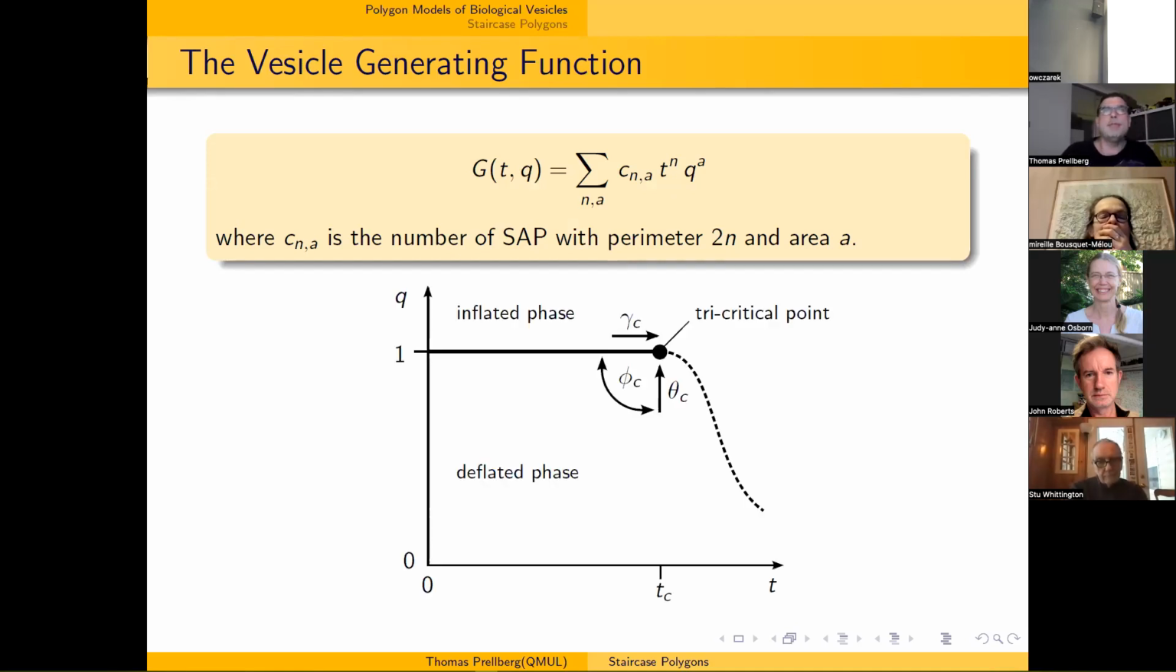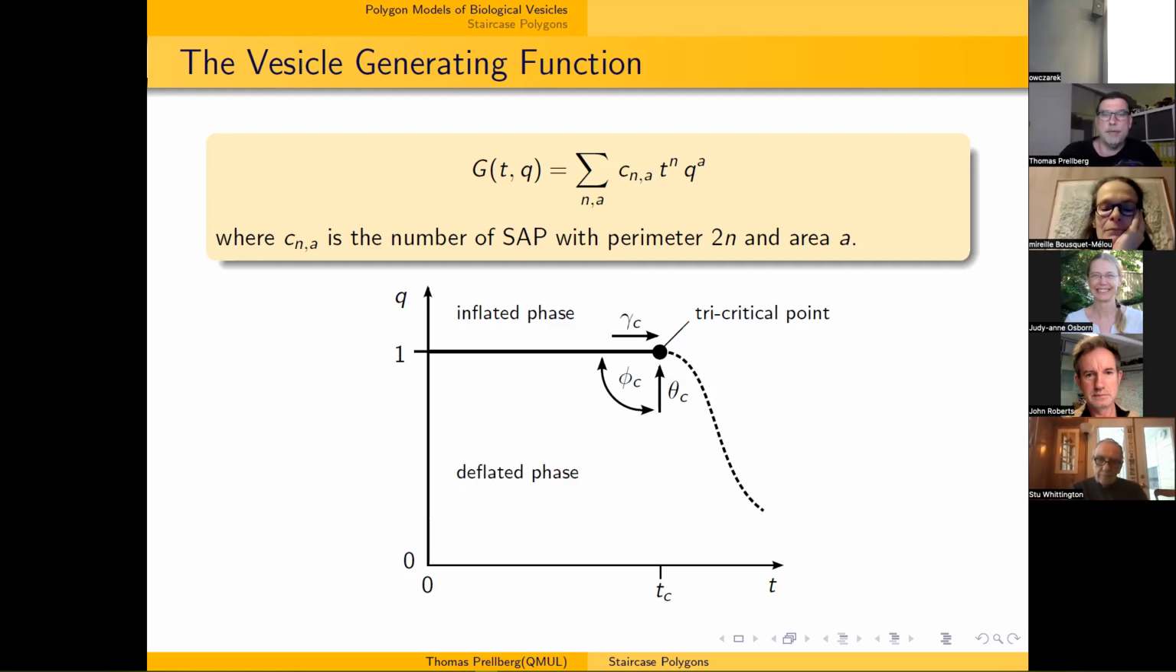And then it turns out that you can look at the singularity structure of these generating functions, and the closest singularity to the origin in a large class of these models has this particular structure: you have a transition between different phases. You have an inflated phase where the vesicle is essentially blown up and round with a large internal area. And you have another phase where you have a seaweed-like area where things pretty much look like a branched polymer. So the vesicle maximizes perimeter and tries to minimize area.